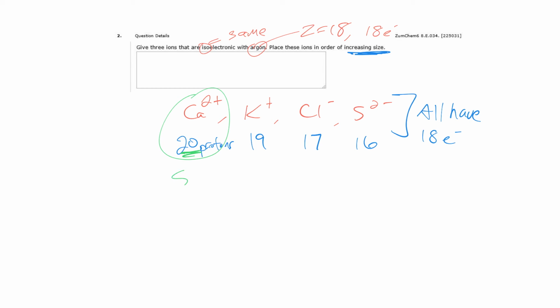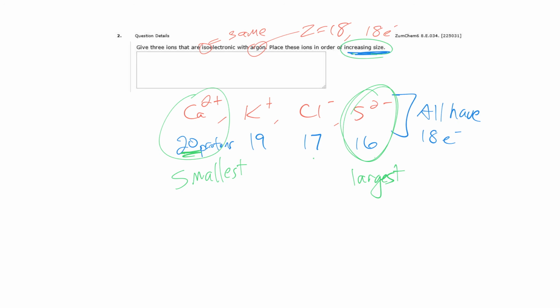For that reason, calcium is the smallest. Sulfur ion, with only 16 protons to attract the 18 electrons, would be the largest. And it would go in that order. So smallest, calcium, followed by potassium ion, followed by argon if it were there in our list. But they're saying isoelectronic with argon, but not argon itself. Chloride ion, and then sulfur ion.